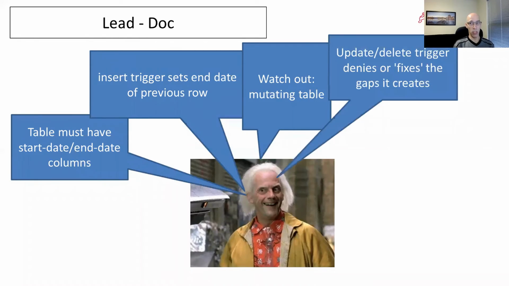But also, if we update or delete rows, we also need to adjust the end date of the previous rows. So we will have an update or delete trigger as well to fix all of that.